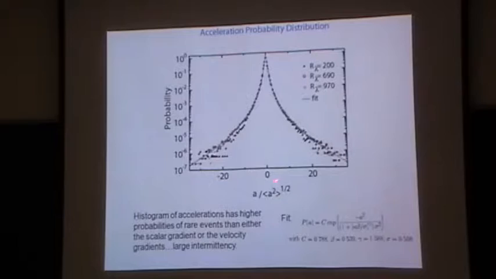Now, here's the full probability distribution of the acceleration measured with this strip detector system for 3 different Reynolds numbers, ranging across a pretty good range. And the thing you note, if you get used to looking at these distributions on a log linear scale, is that this has very long tails out here. You have significant probabilities of finding particles out at more than 20 sigma in this system. And you can compare this to other statistics. This has significantly stronger tails than the velocity gradients do, and it's somewhat stronger than the passive scalar. The acceleration is one of the most intermittent quantities in a turbulent flow.